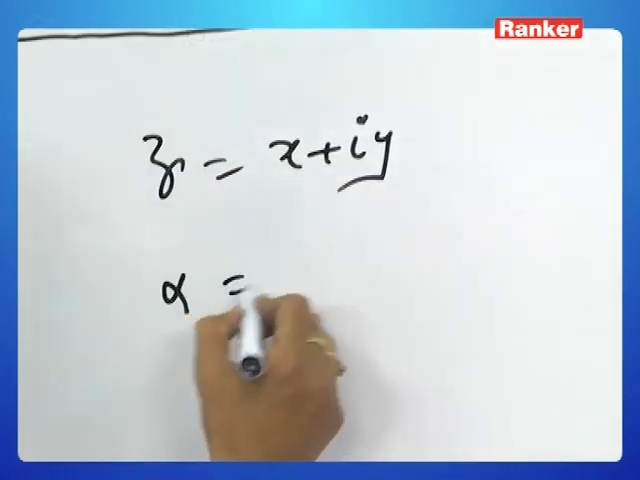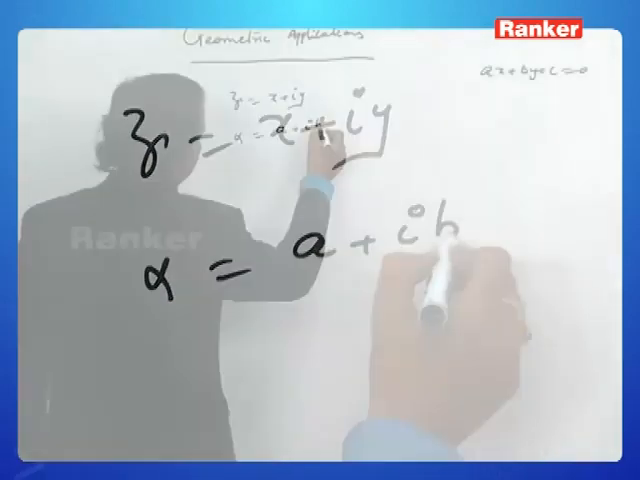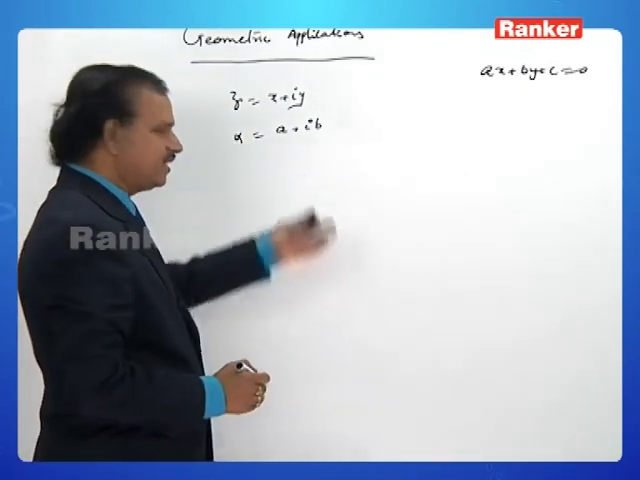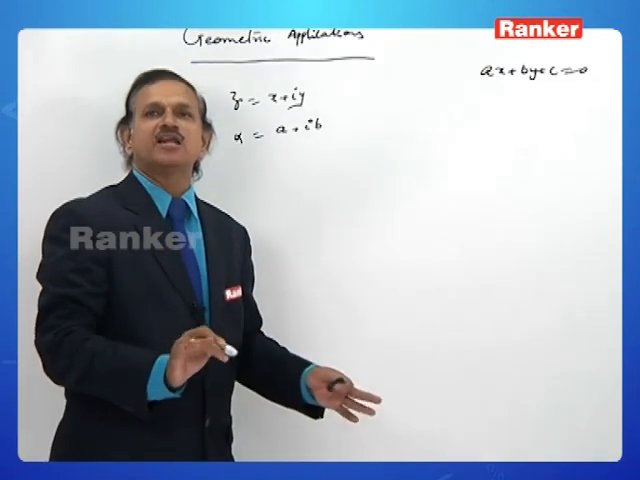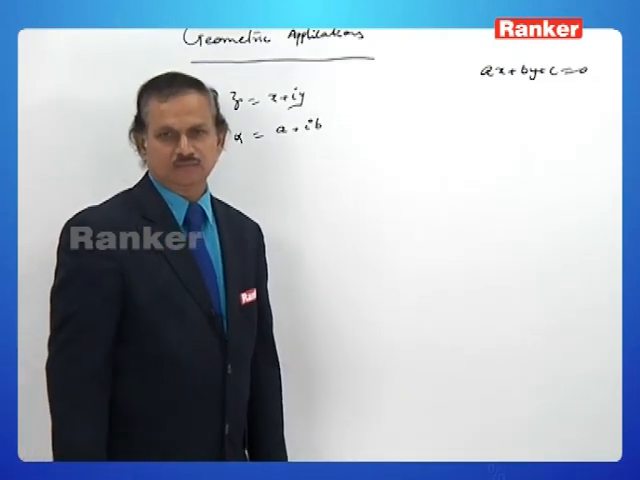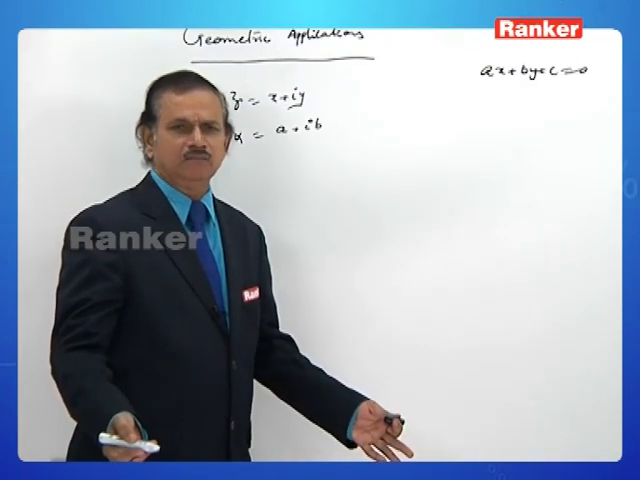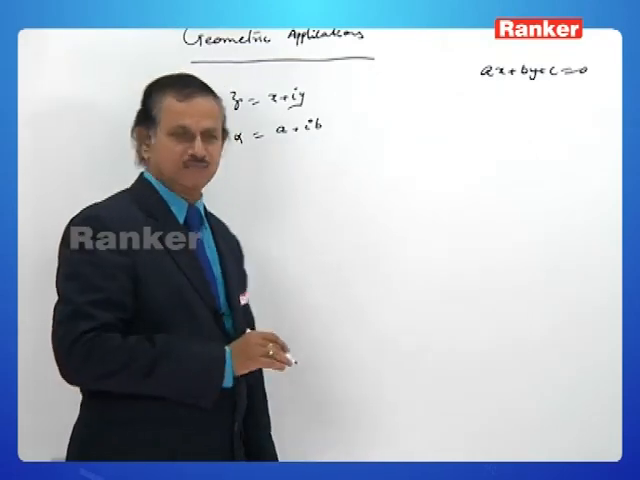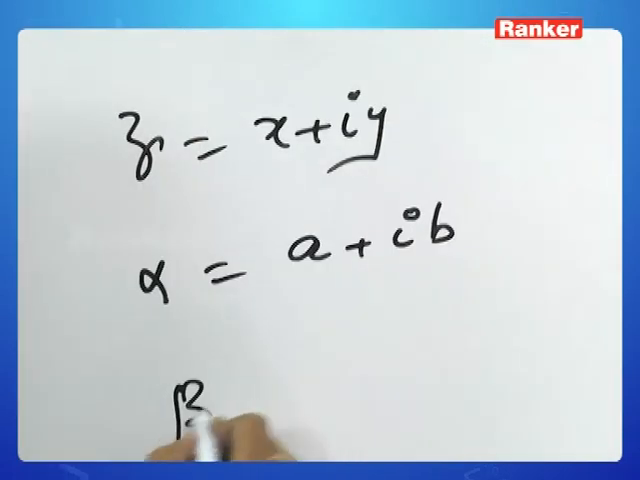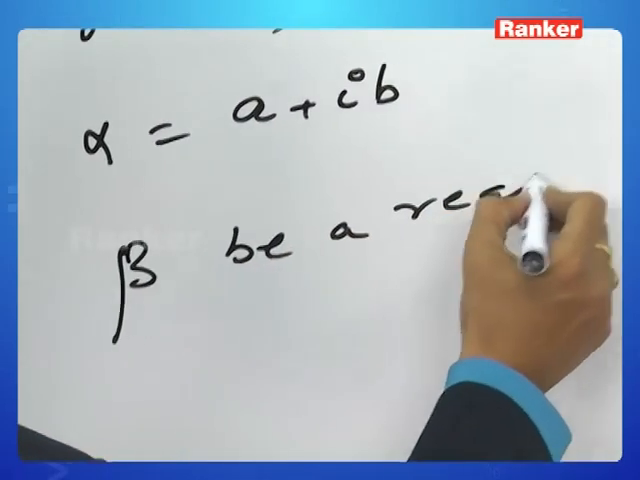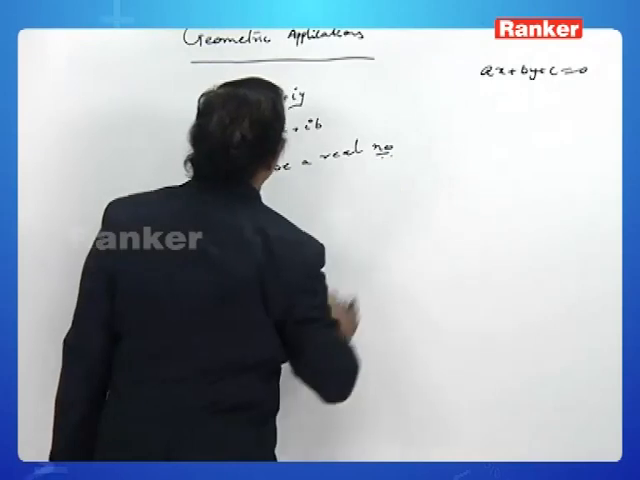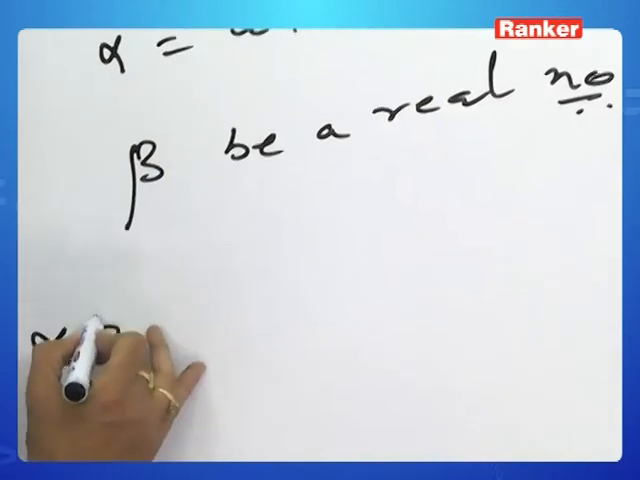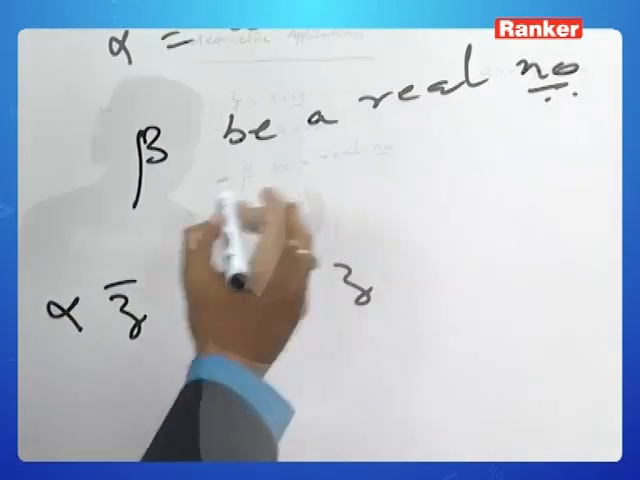Let alpha is equal to a plus ib, a non-real complex number. What I mean to say is b is not equal to 0. It is a non-real complex number. a, that is the real part, may be 0 or non-zero, I don't mind, but b should not be 0. Non-real complex number. And beta be a real number. Now, let us calculate alpha z bar plus alpha bar z.